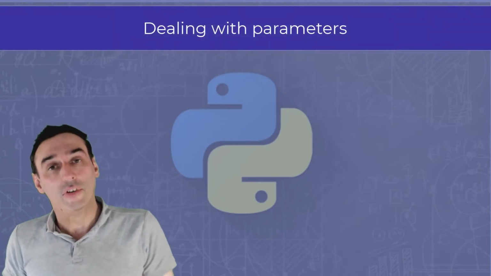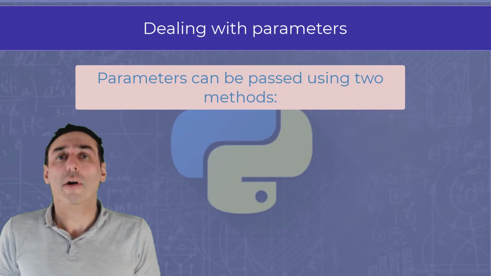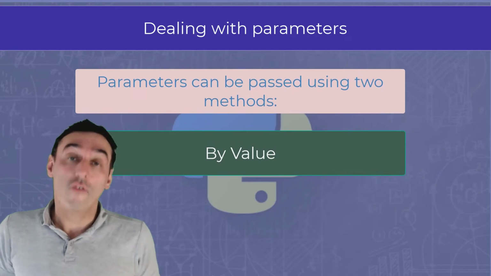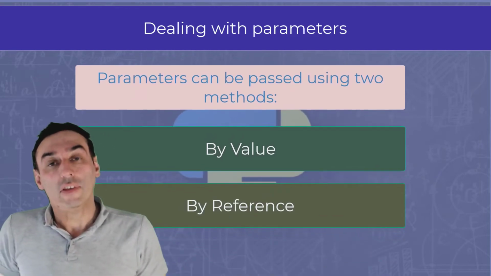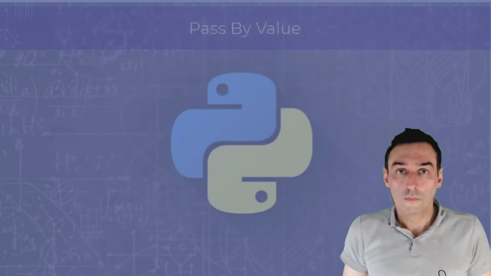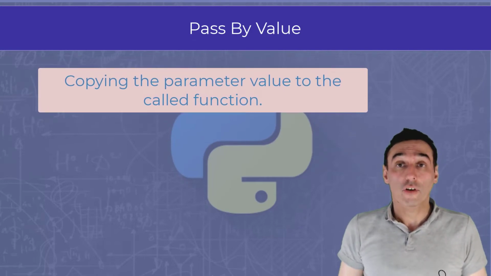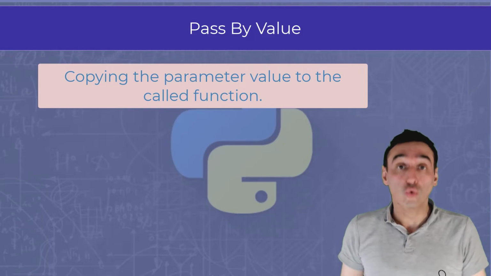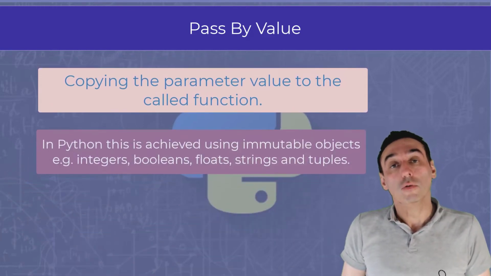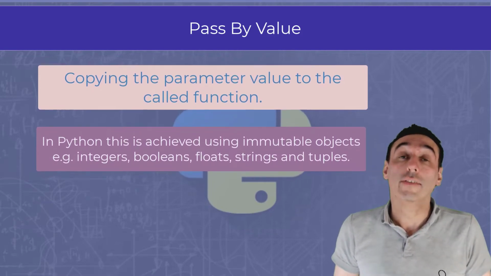Parameters are dealt with in different ways in different languages, and the main two ways in which we deal with parameters are what we call pass by value and pass by reference. What this means in the context of Python, I will go on to explain. So pass by value is the idea of copying the parameter from the function being called to the function. In Python, you can only do this using immutable objects, that is, integers, Boolean values, floats, strings, and tuples.